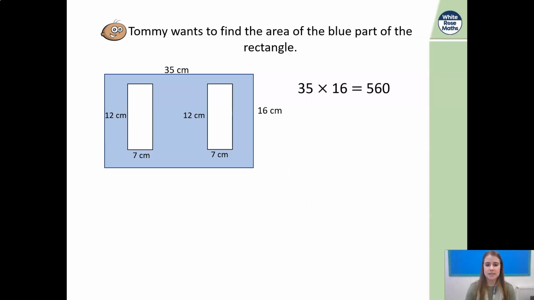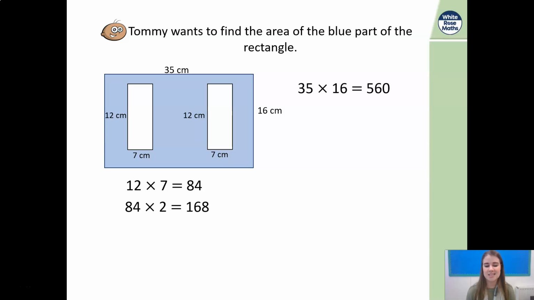So 560 is going to be the area of the entire blue shape. But now I need to work out what the area of the white squares are, because I know I'm going to need to take those away. Luckily for us, both of those rectangles have the same measurements. So all we need to do is 12 multiplied by 7, which is 84. That gives me the area of one of them. But I have 2, so I need to double that, and that gives me 168.